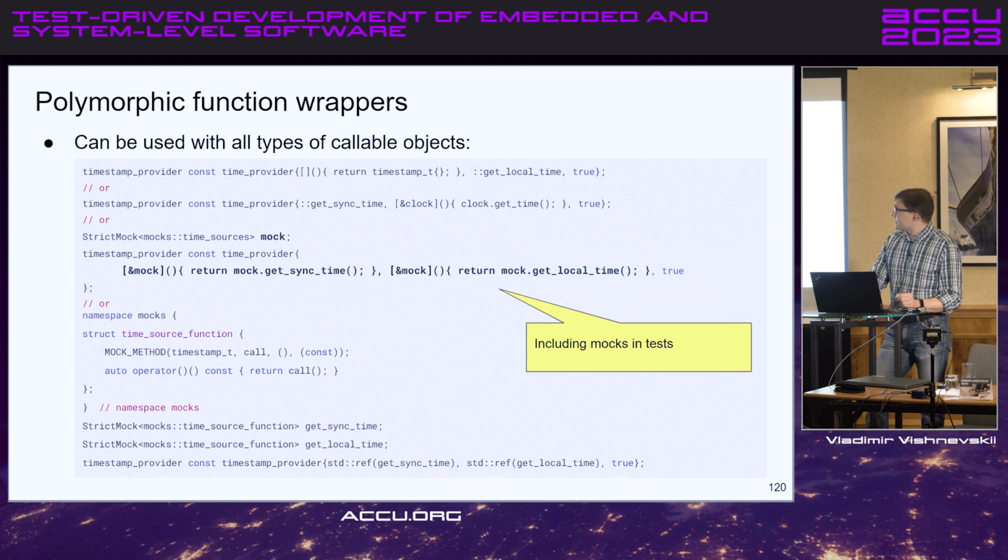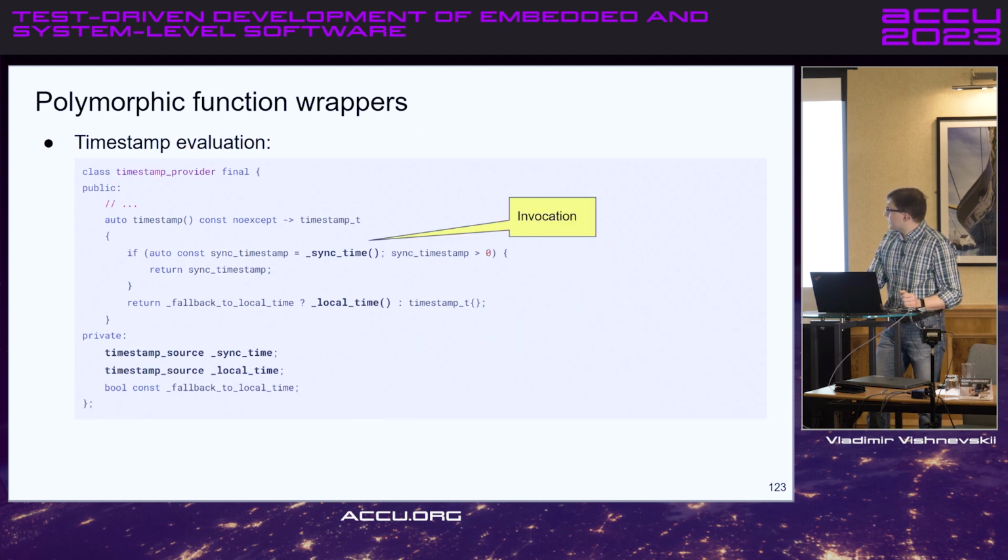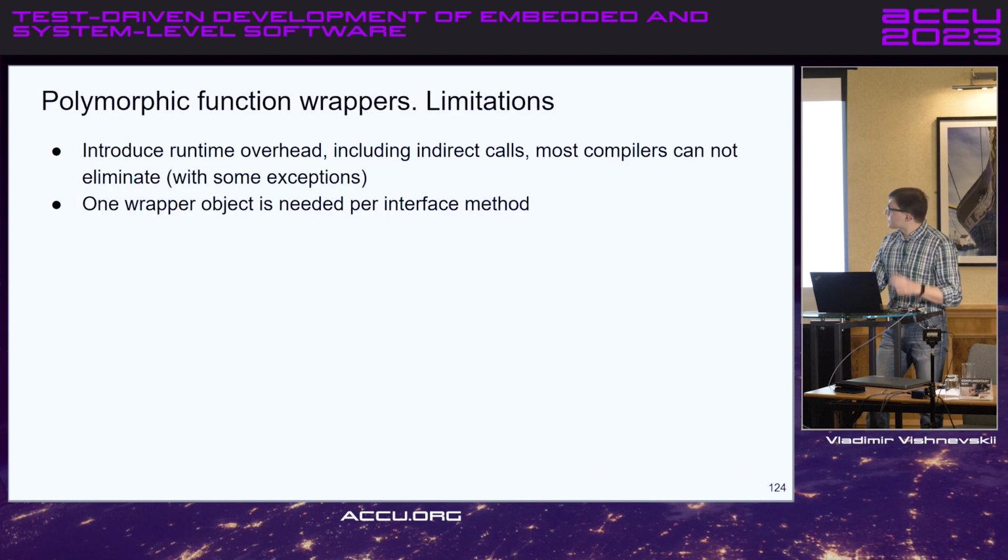So for mock testing, we can either forward the calls to the mock, or we can inject some mock objects that have co-operator by reference. Yeah, so that's how things are working, and the code that uses this will look like this. It just calls. So the function itself is callable. So the wrapper itself is callable.